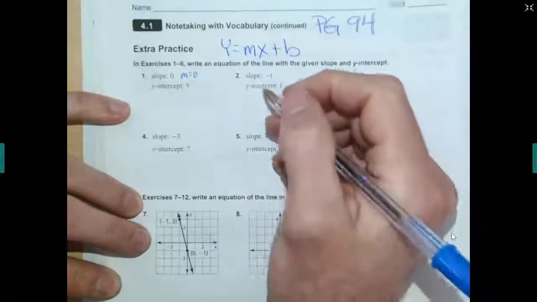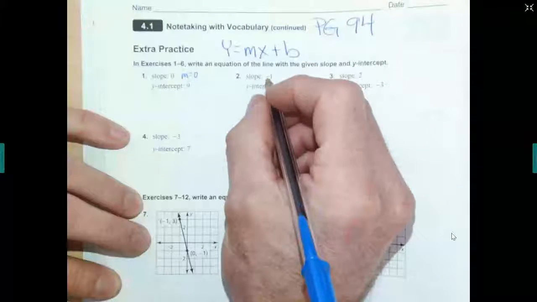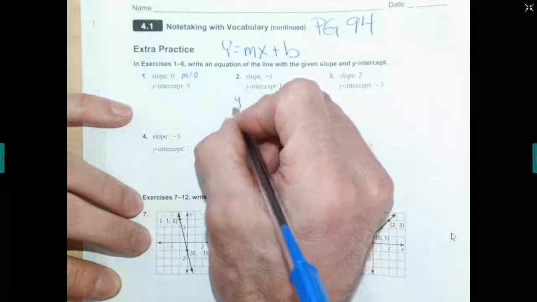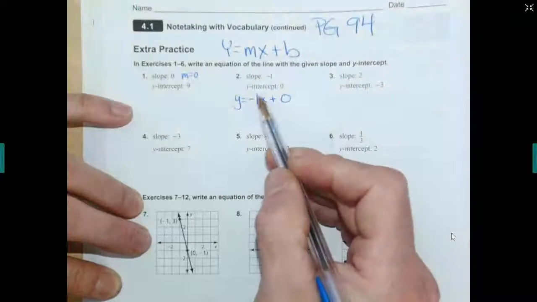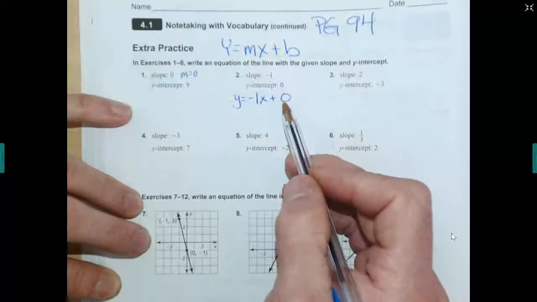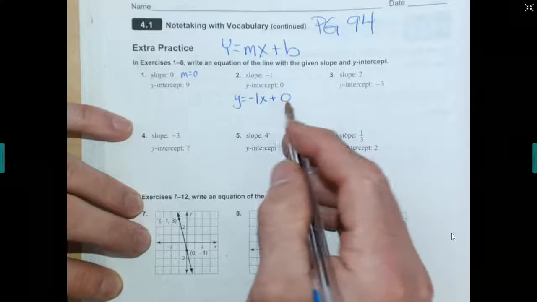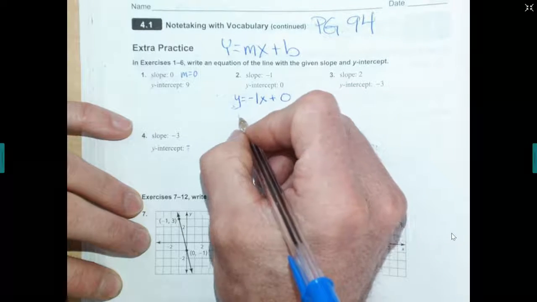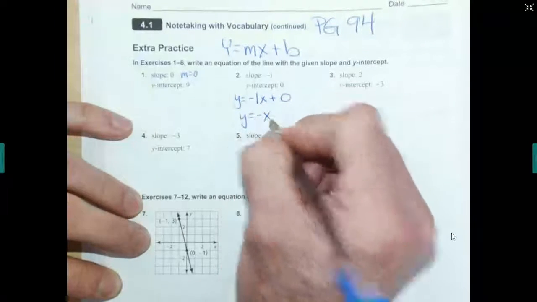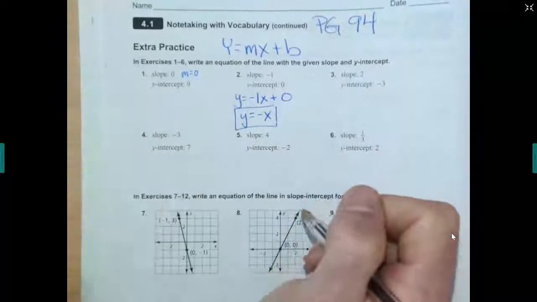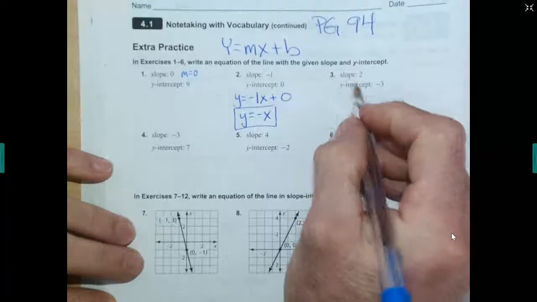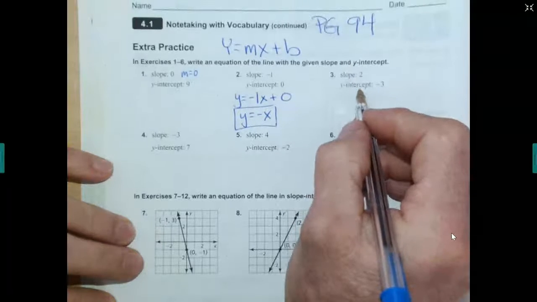Actually, I'll do the even ones. So our slope is negative 1. So we have y equals negative 1x plus 0. Well, I don't have to include the plus 0. And negative 1x is negative x. Alright, so give that a try. You have your slope and you have your y-intercept here.